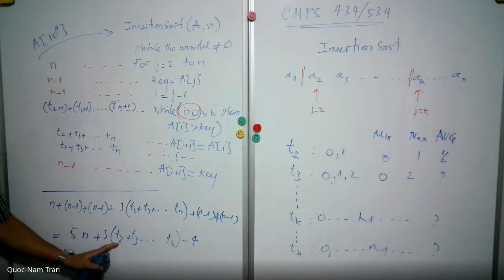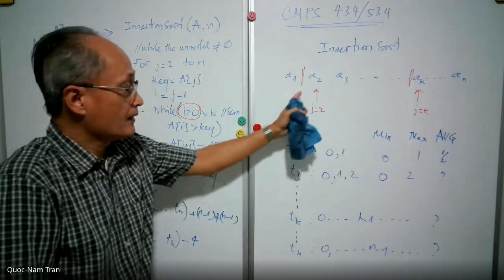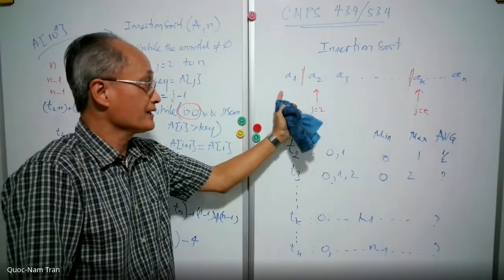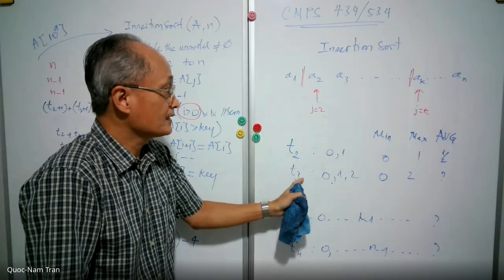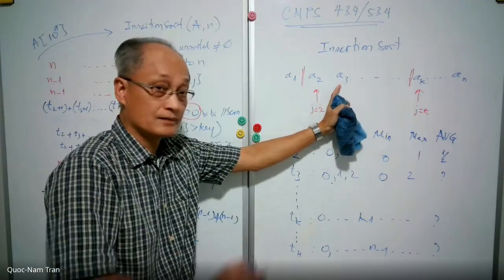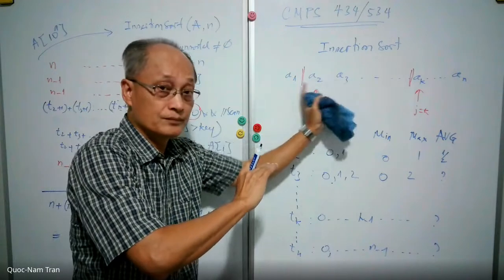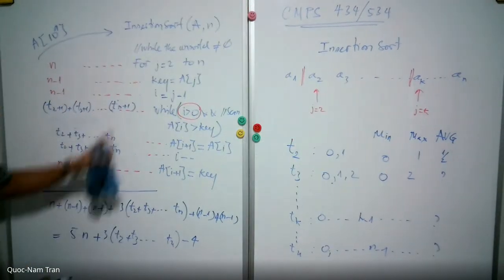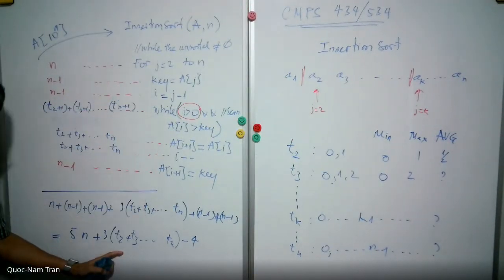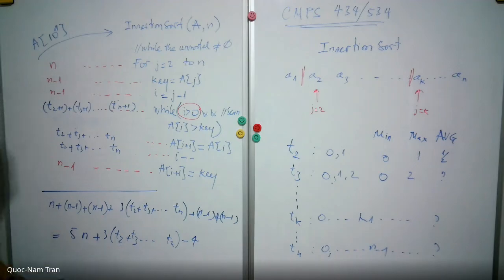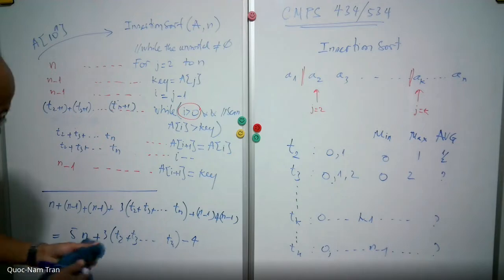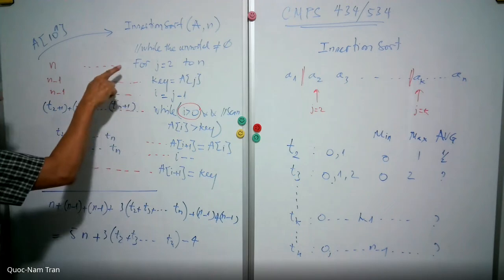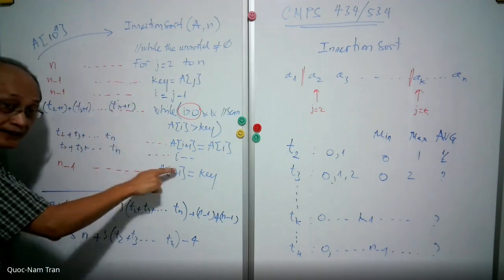In that, T2 is the number of steps we have to move at the second position, right? T3 is how many values we have to move to the right. Okay, same thing for Tn. All right, so in total, here is what we have. It's the first step, counting the number of steps for each statement line.